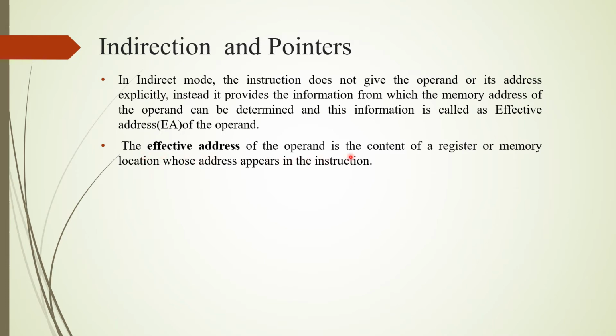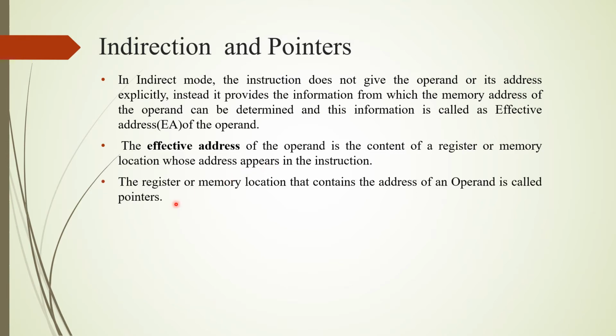The effective address of the operand is the content of the register or a memory location whose address appears in the instruction. Here what they're telling is that the effective address is represented in the instruction as the content of the register or a memory location. So the instruction contains only the effective address where the operand is situated. The register or memory location that contains the address of the operand is called a pointer or a pointer register.